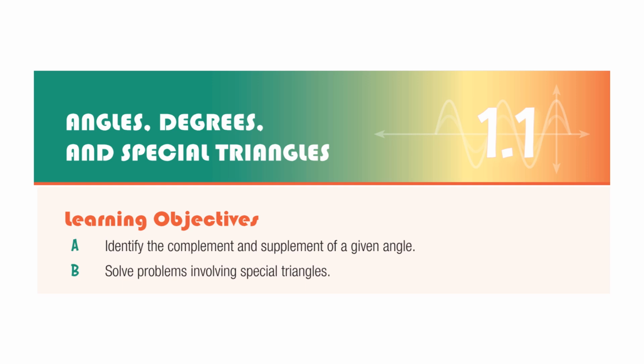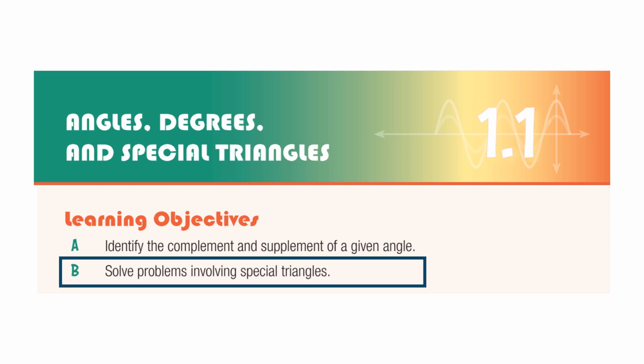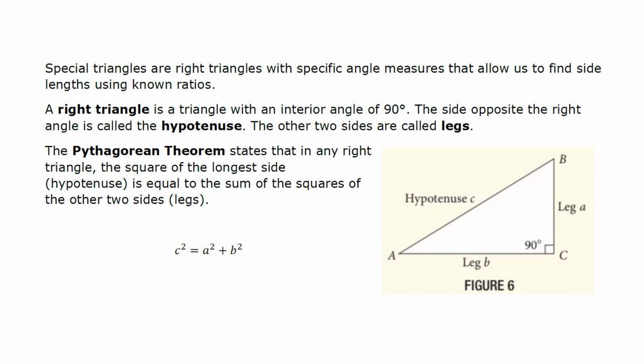All right, so now we've completed objective number 1, or letter A. So let's go on to the second objective, and that is solve problems involving special triangles. Special triangles are right triangles with specific angle measures that allow us to find side lengths using known ratios.